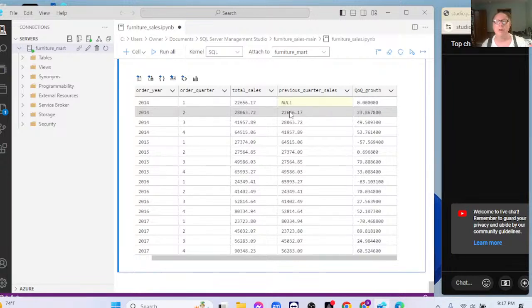If we come down here and look at the quarter-over-quarter analysis, we've got quarter 1 for each year. What we're doing is comparing the previous quarter to the current quarter. So here's the total sales, previous quarter sales, and quarter-over-quarter growth. In that case, these are both the same. And it saw a 23% increase in sales for the second quarter of 2014.